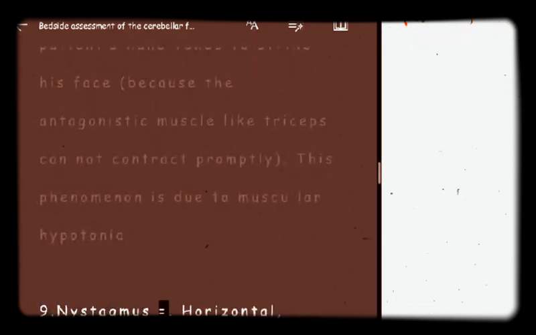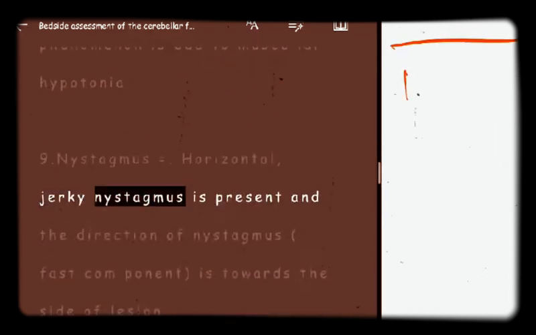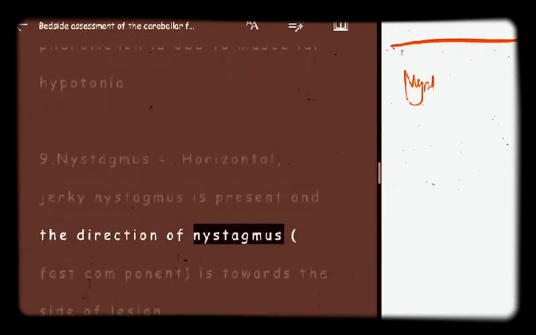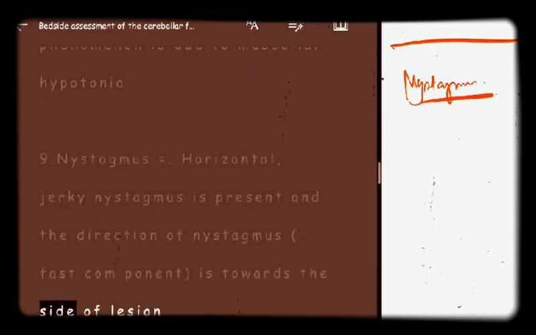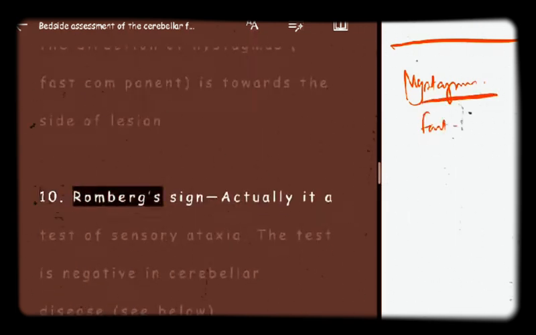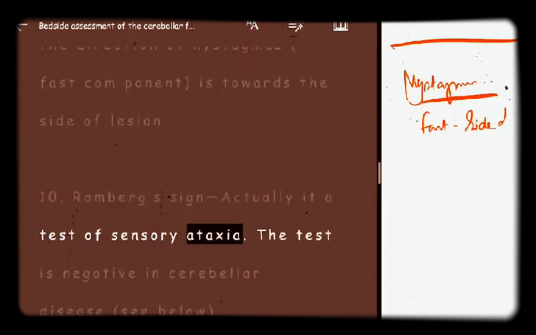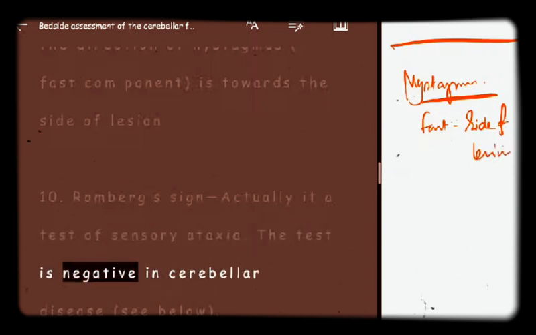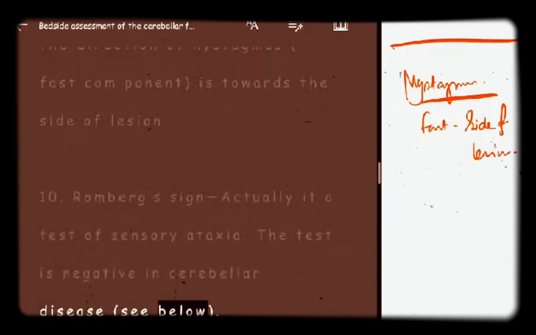9. Nystagmus: horizontal, jerky nystagmus is present and the direction of nystagmus, fast component, is towards the site of lesion. 10. Romberg's sign, actually a test of sensory ataxia. The test is negative in cerebellar disease, see below.